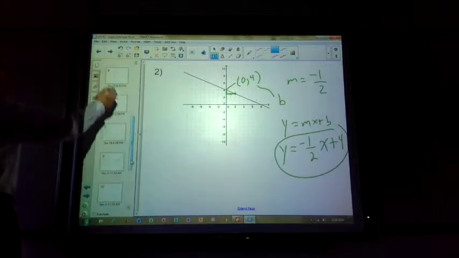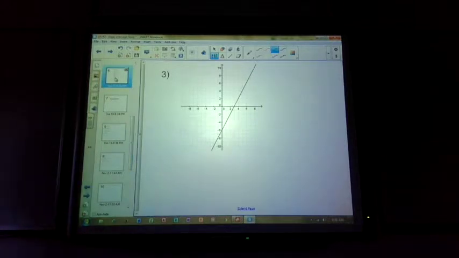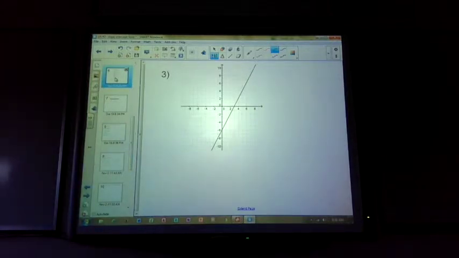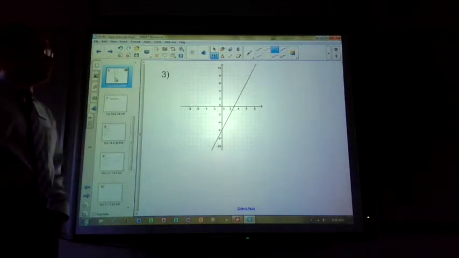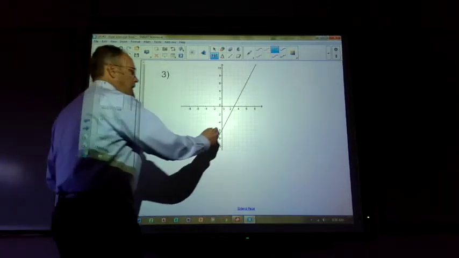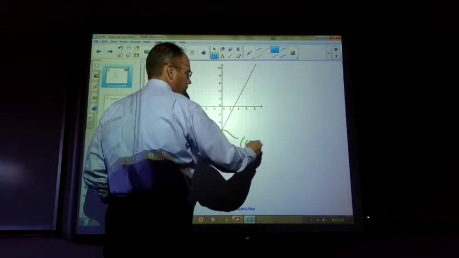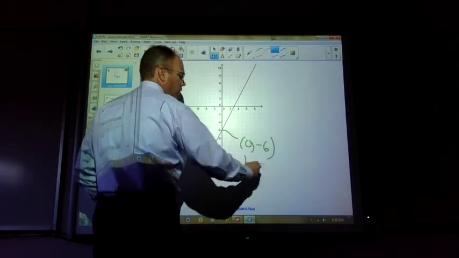Okay. Number 6. Increasing or decreasing? Increasing. What kind of slope then? Positive. Okay? Y-intercept is what? 0, negative 6. So what's my b value?